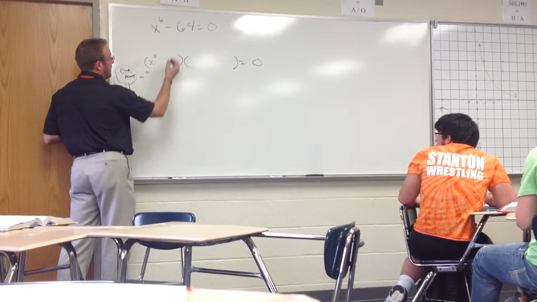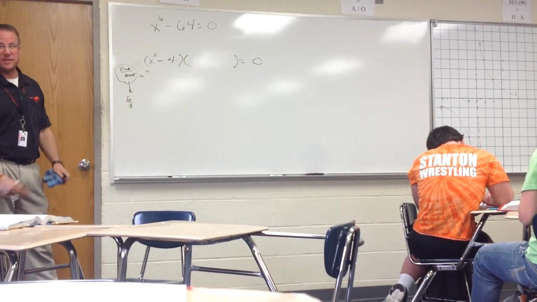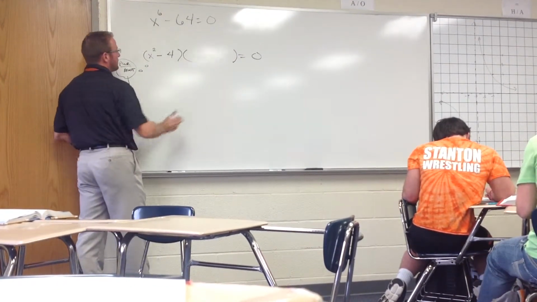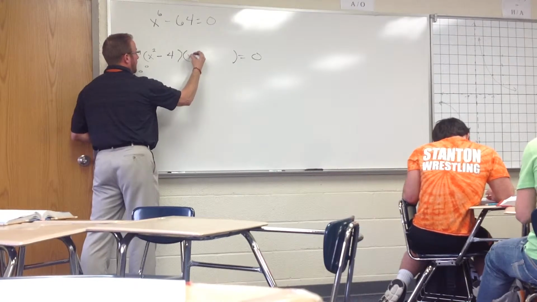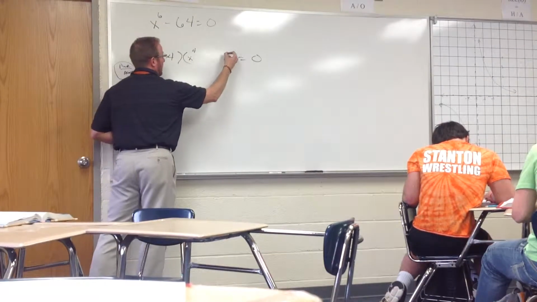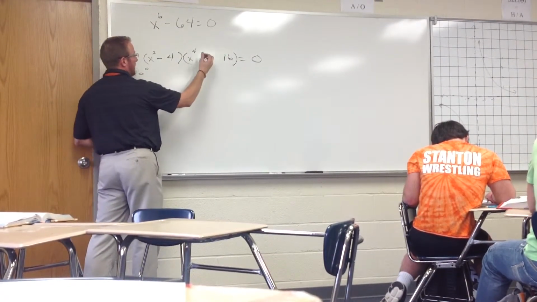X squared. Minus needs to match. Cube root of 64. Cube root of 64 is 4. Here, to build the front, square the front. To build the back, square the back. To build the middle, smash them together with a multiplication.